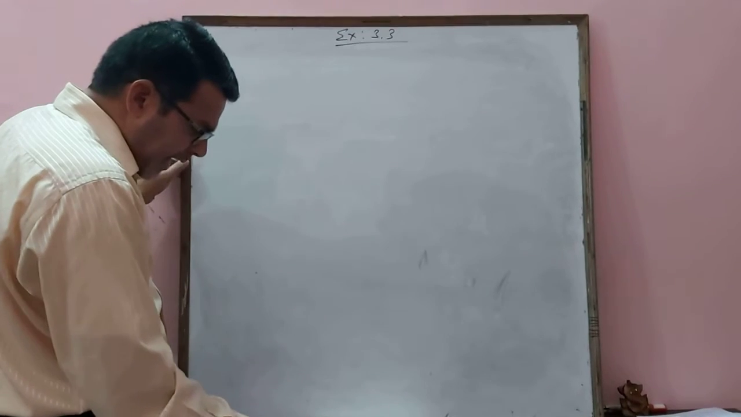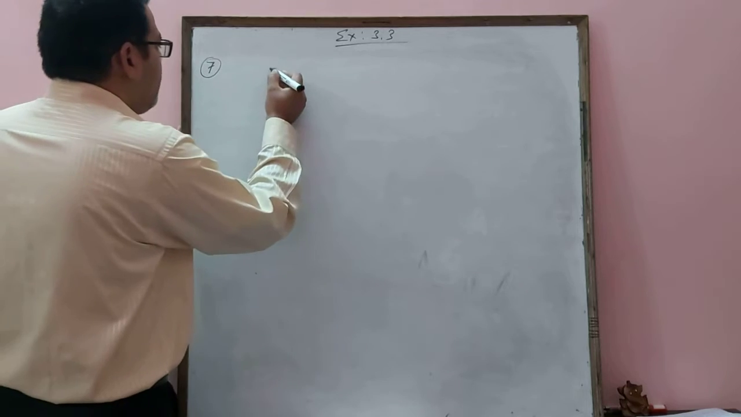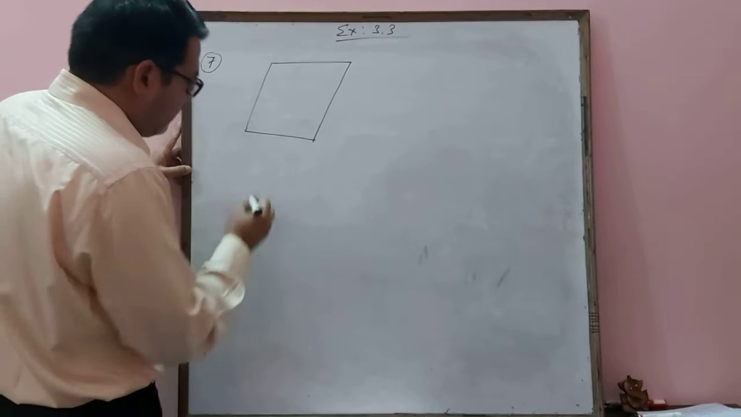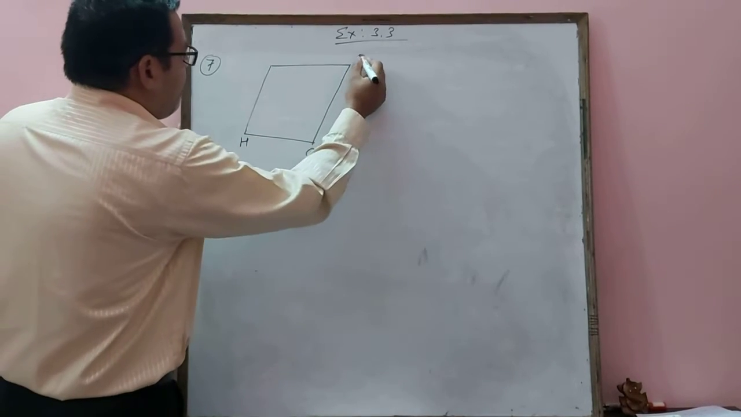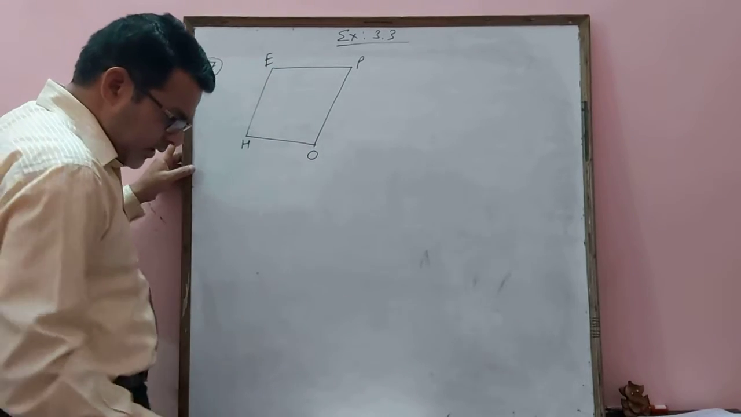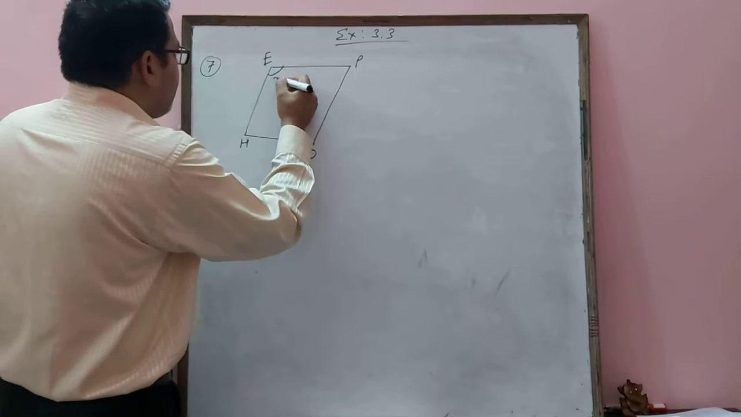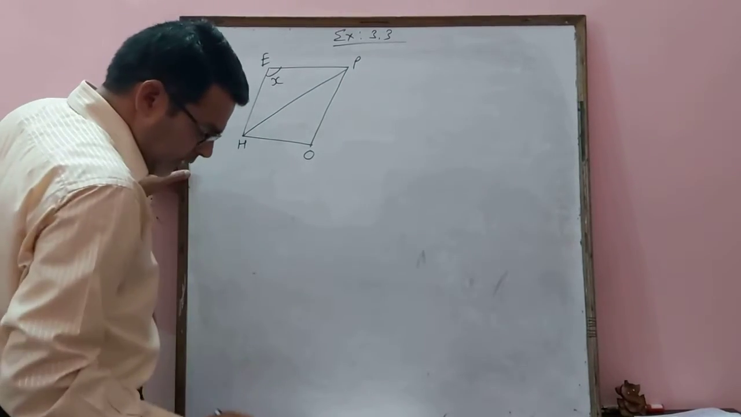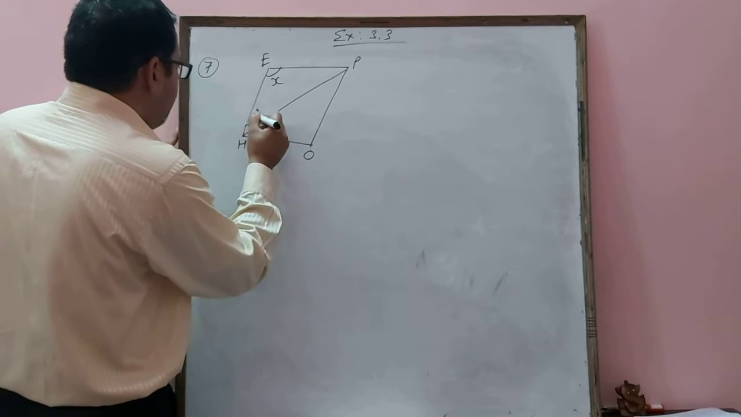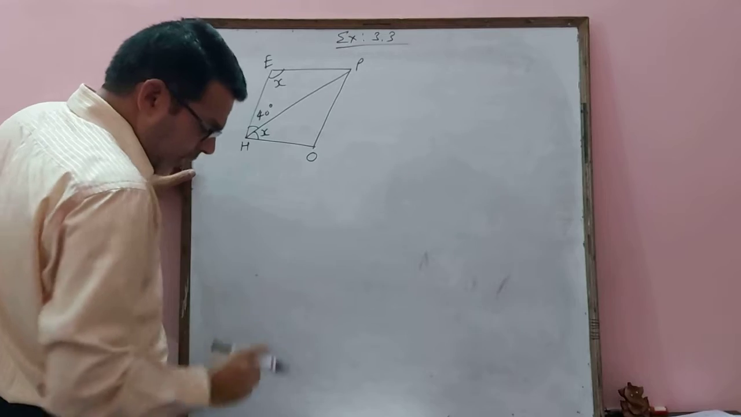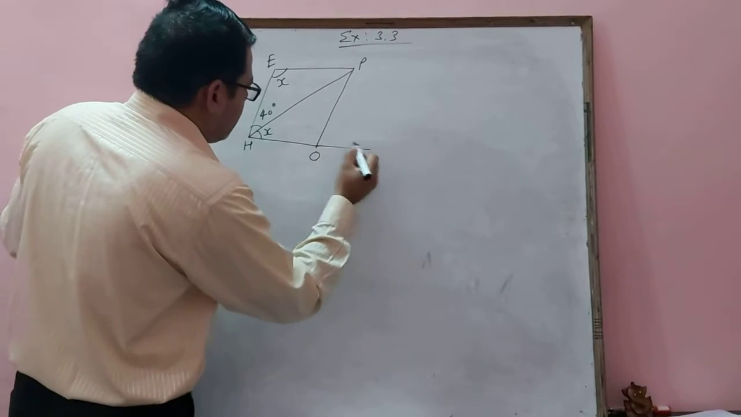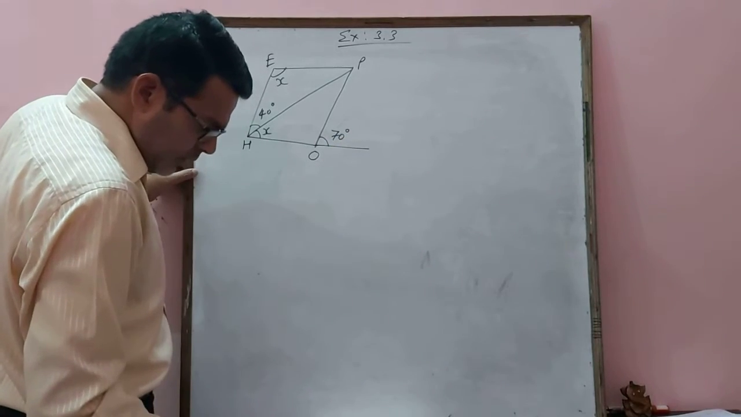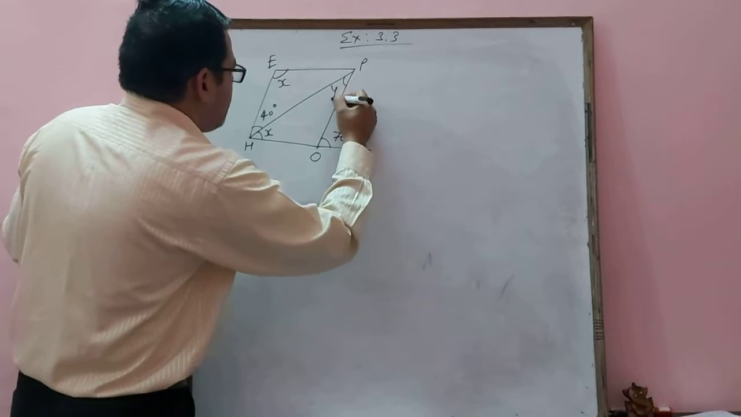The question is, the adjacent figure. A figure is given over there. First you need to draw this figure. H, O, P and E. And this angle X is given there. This angle is X, angle E, and a diagonal is also there. And this angle is 40 degrees. This angle is X degrees. This exterior angle is given there. It is 70 degrees. And this angle is Y degrees.